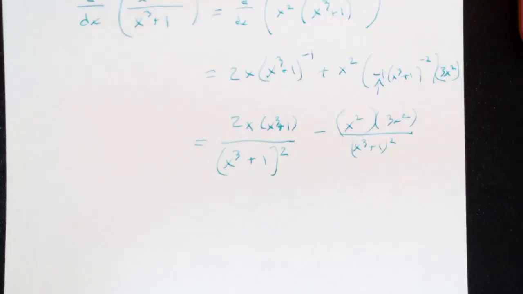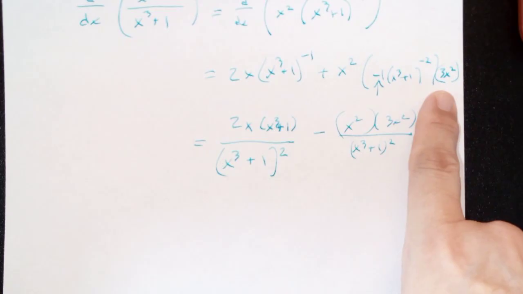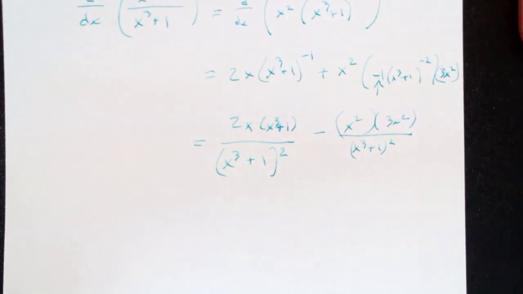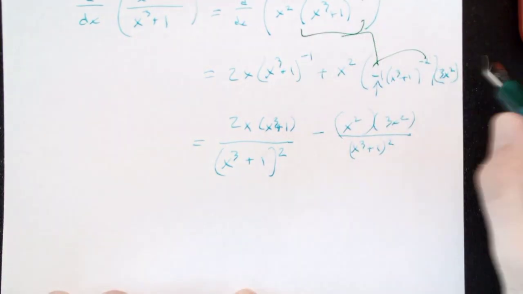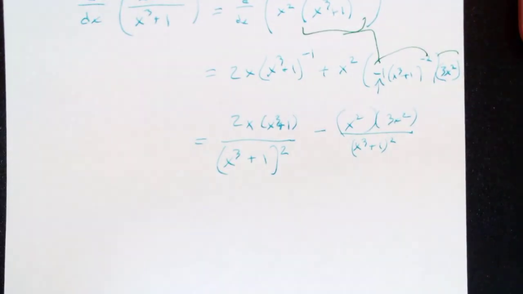Questions? Yes, ma'am. For the 3x squared that you tagged on the end, why did we do that? That's the chain rule for this part. -1, this is the outside part. That's the inside part.